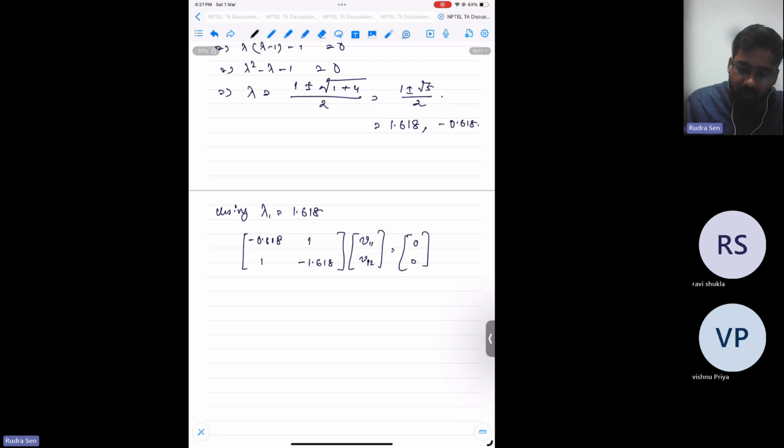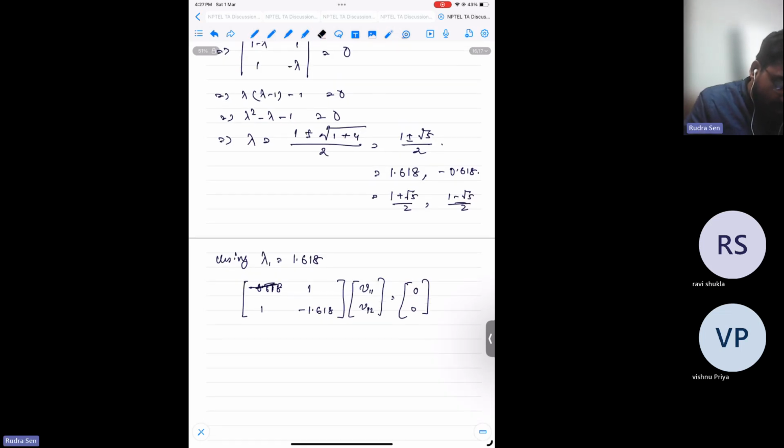So 0.618 into 1.618. So what is this? This is basically 1 plus root 5 by 2, and this is basically 1 minus root 5 by 2, right? So if we do one thing, what we get, so this term is nothing but 1 minus half minus root 5 by 2, right? So this is basically 1 minus root 5 by 2. So this term is 1 minus root 5 by 2. And what is this term? This term is minus 1 plus root 5 by 2.